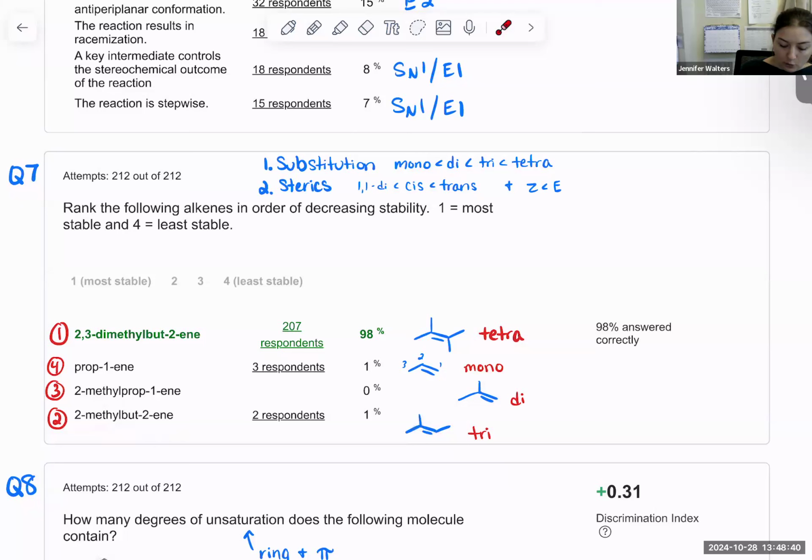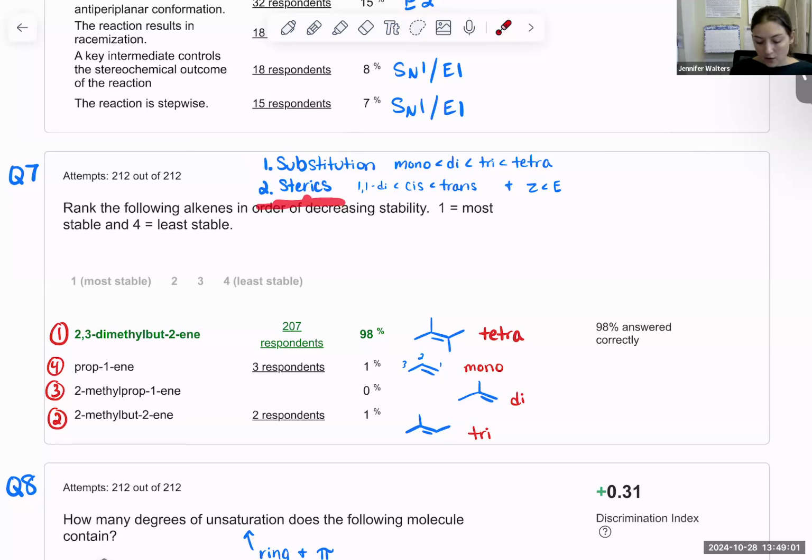All right, so when we're figuring out the stability of our alkenes, remember that first we consider a substitution pattern, then we consider sterics. So we're going to say that our tetrasubstituted is going to be the most stable. Monosubstituted is the least stable. So you're going to do it based on substitution pattern, then you would consider sterics.